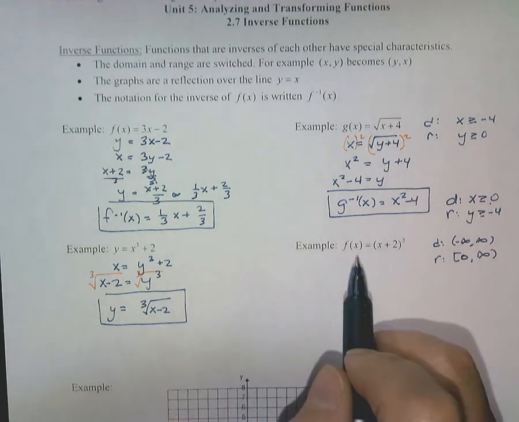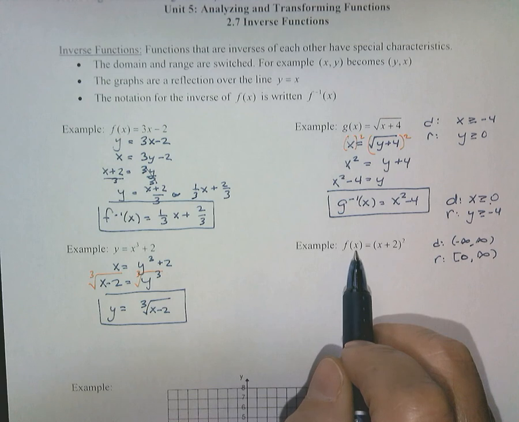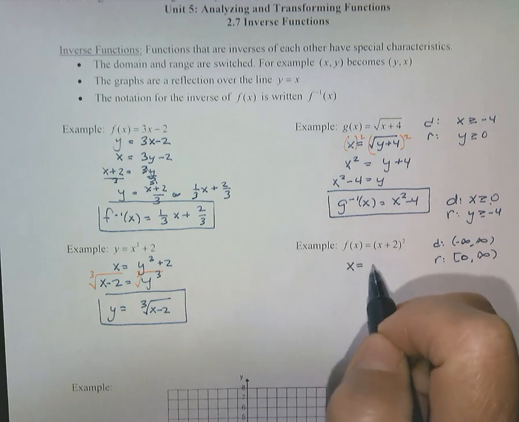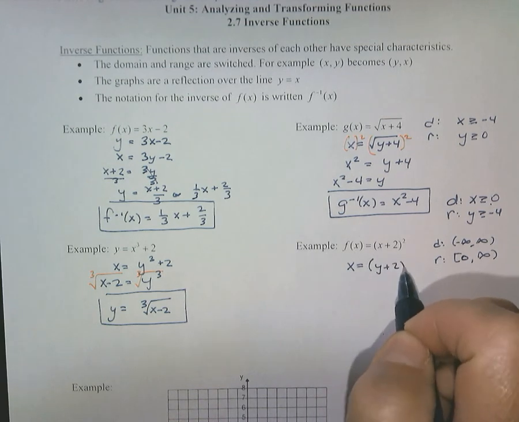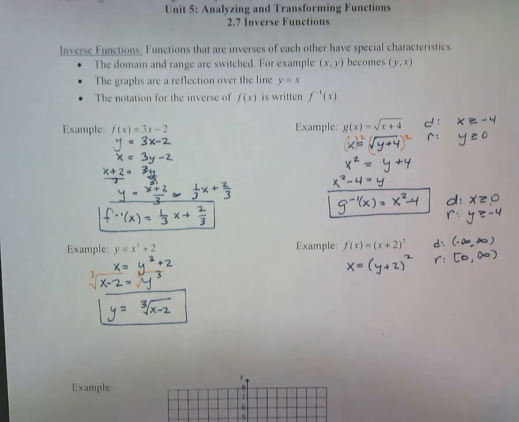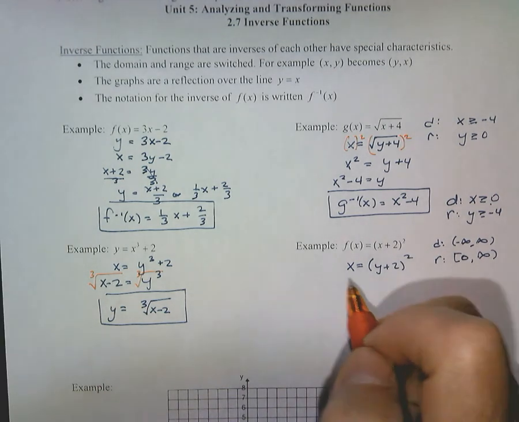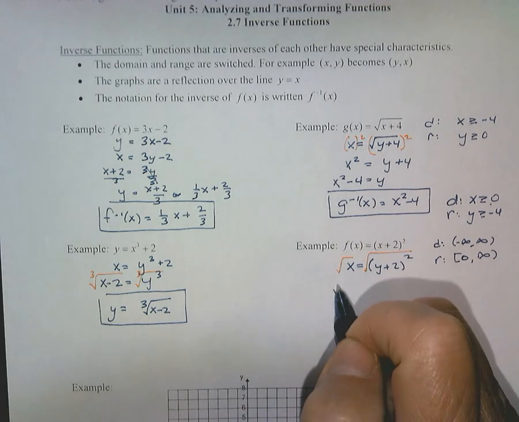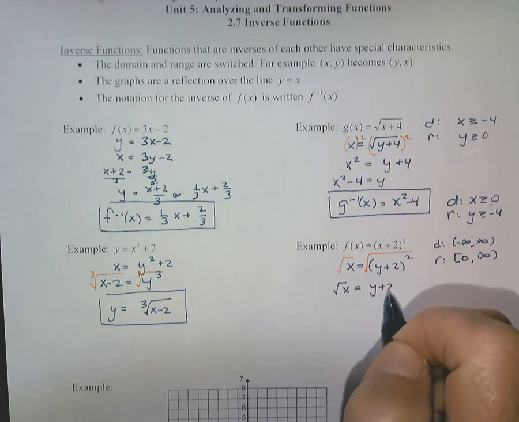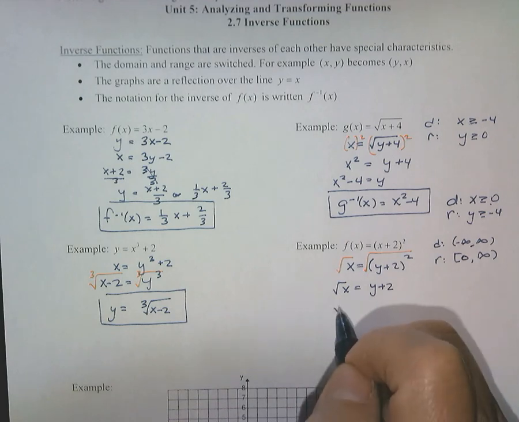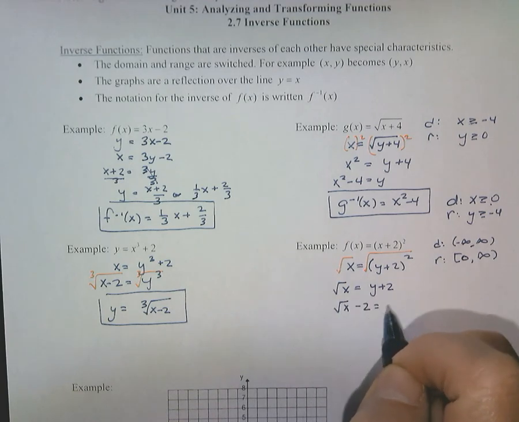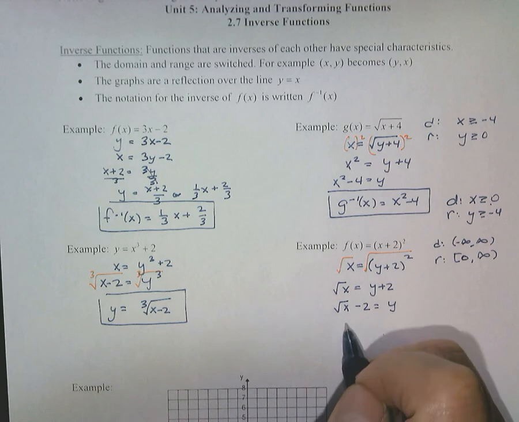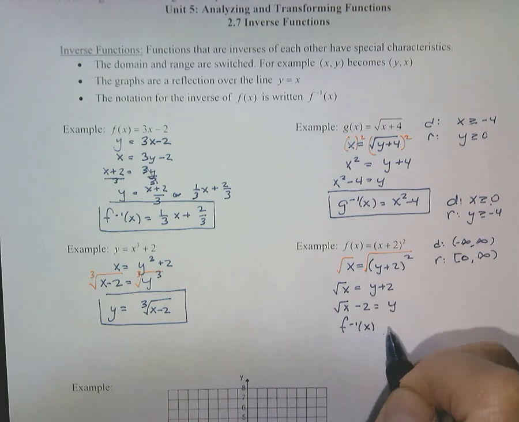So at first, changing x and y, f of x is the same thing as y, so I'm going to make x equal to (y plus 2) squared. Take the square root of both sides, and I get the square root of x equals y plus 2. Subtract 2, I get the square root of x minus 2 equals y. Then I'm going to write it in inverse notation.